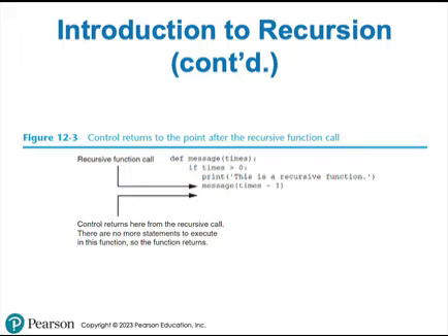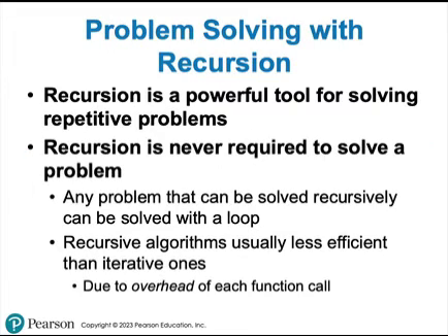Here is some code that we might have had. It defines messages, and if messages is greater than 0, we're going to print this as a recursive function, and then we're going to decrement times by 1 and then call myself again. So that's how you create recursion. You have a function message that within the body of the function definition calls itself. So that's what they're showing you there in this graphic.